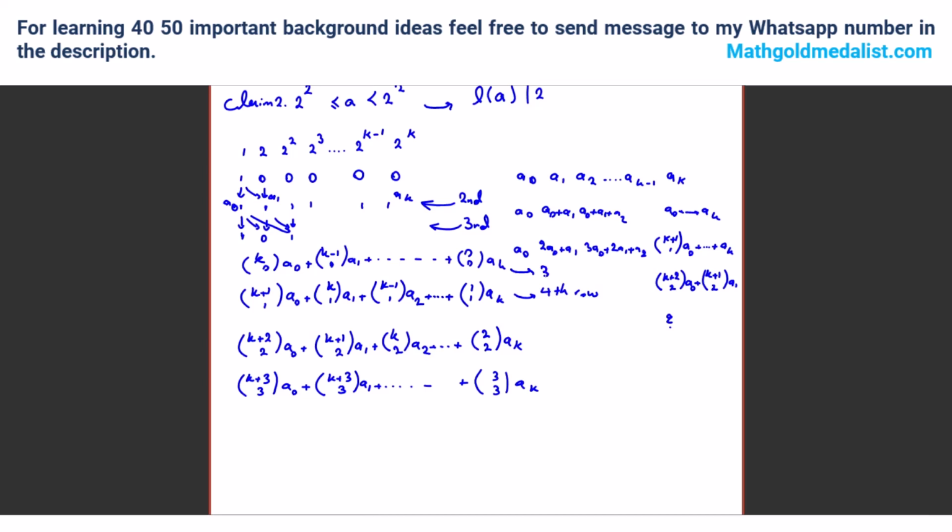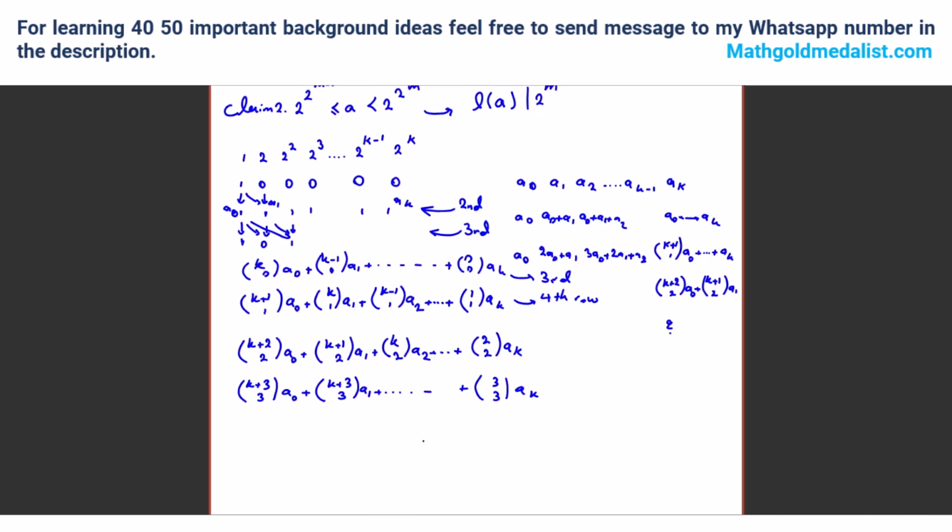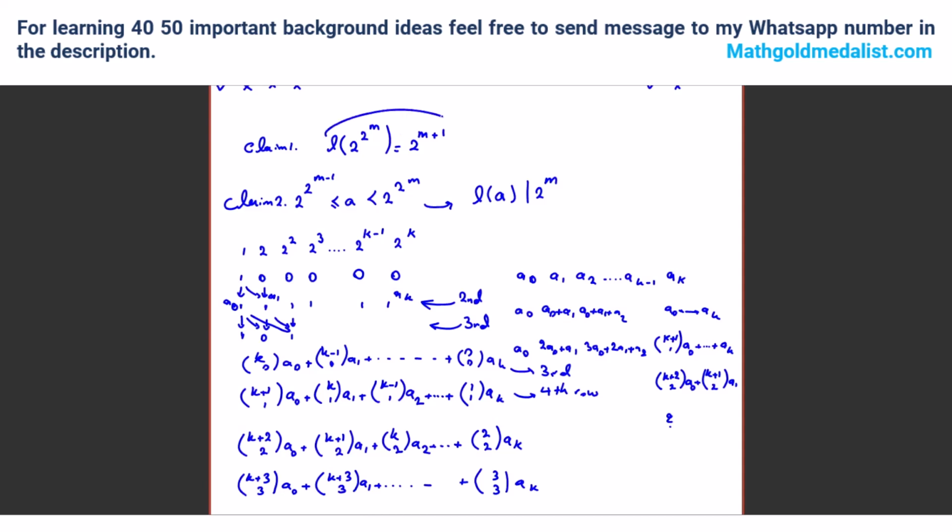This one is third row. We want to see for which row all these numbers will be even. And we want to prove L of 2 to the m is 2 to the m plus 1.